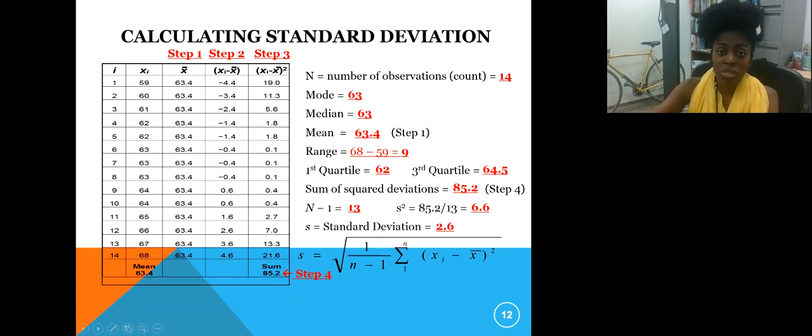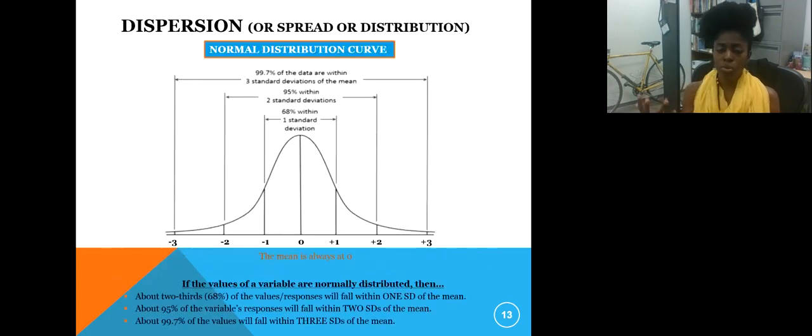Okay, remember it's still about spread, right? So if this one has a standard deviation of 2.6, another one might have a standard deviation of 3.8. So which one is more spread out? Well, the one with 3.8, because it's still a measure of spread. So that variable would be more spread out than this one. Okay? All right. So what does it mean?